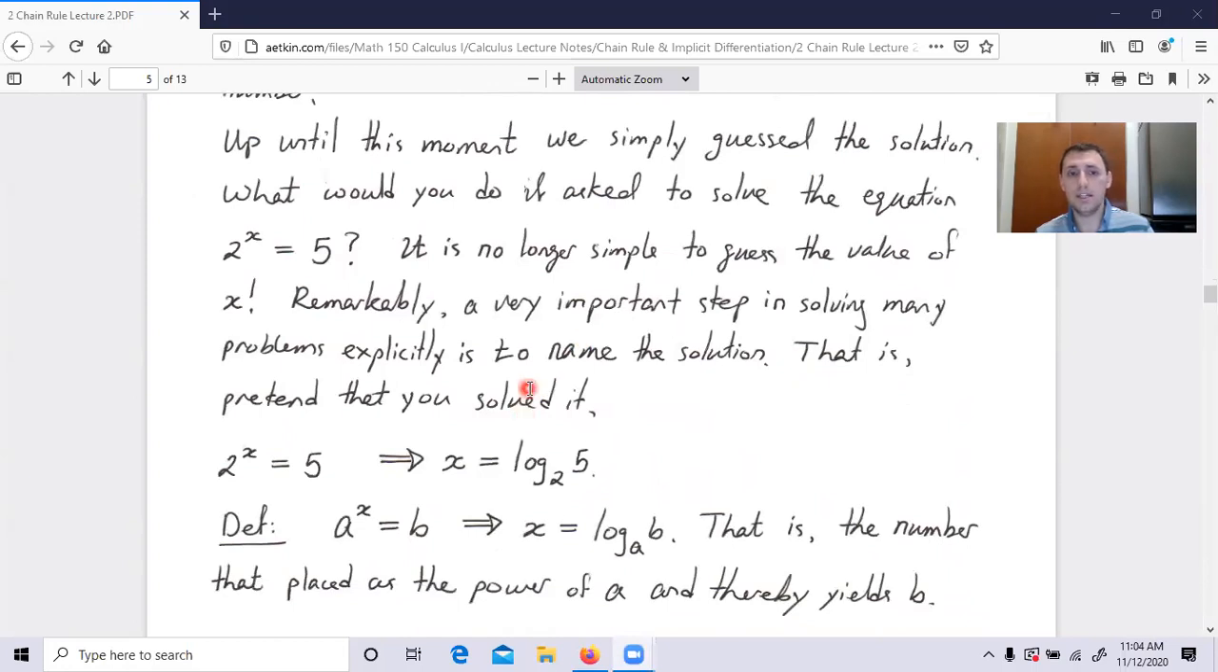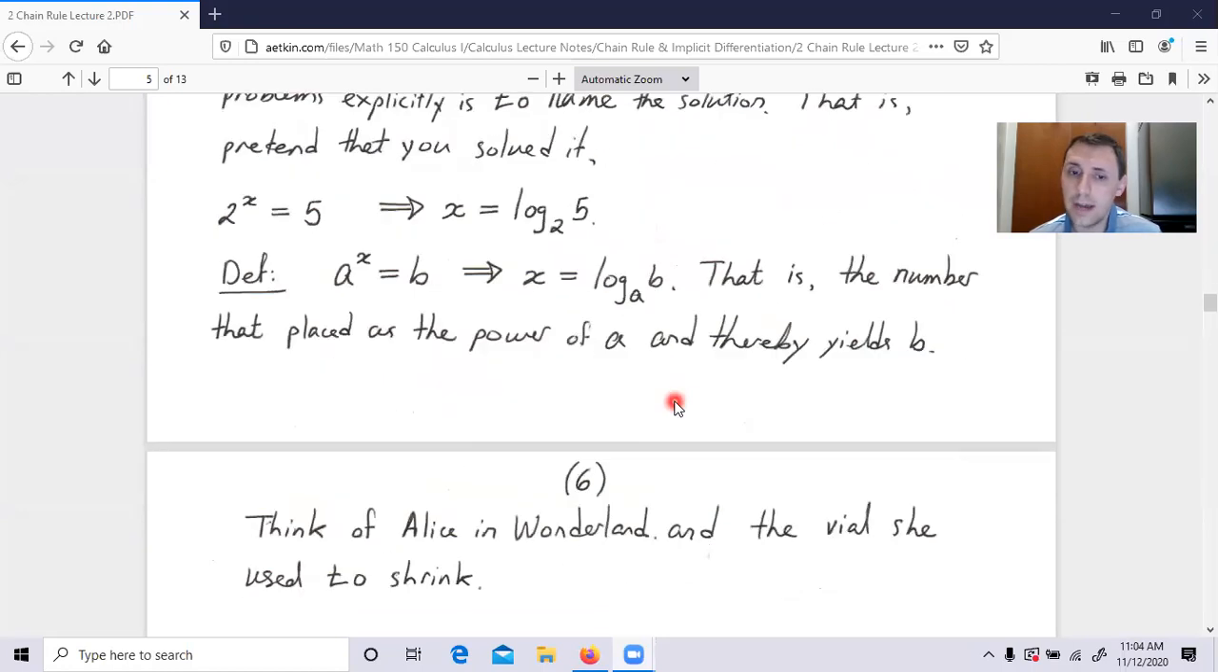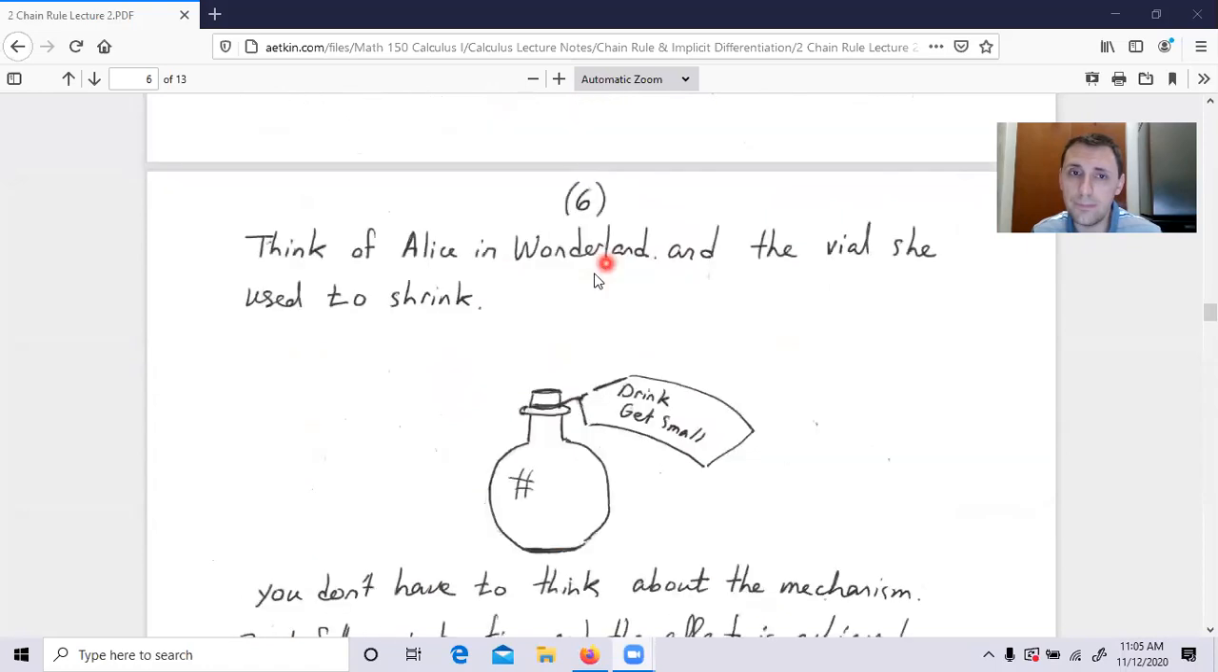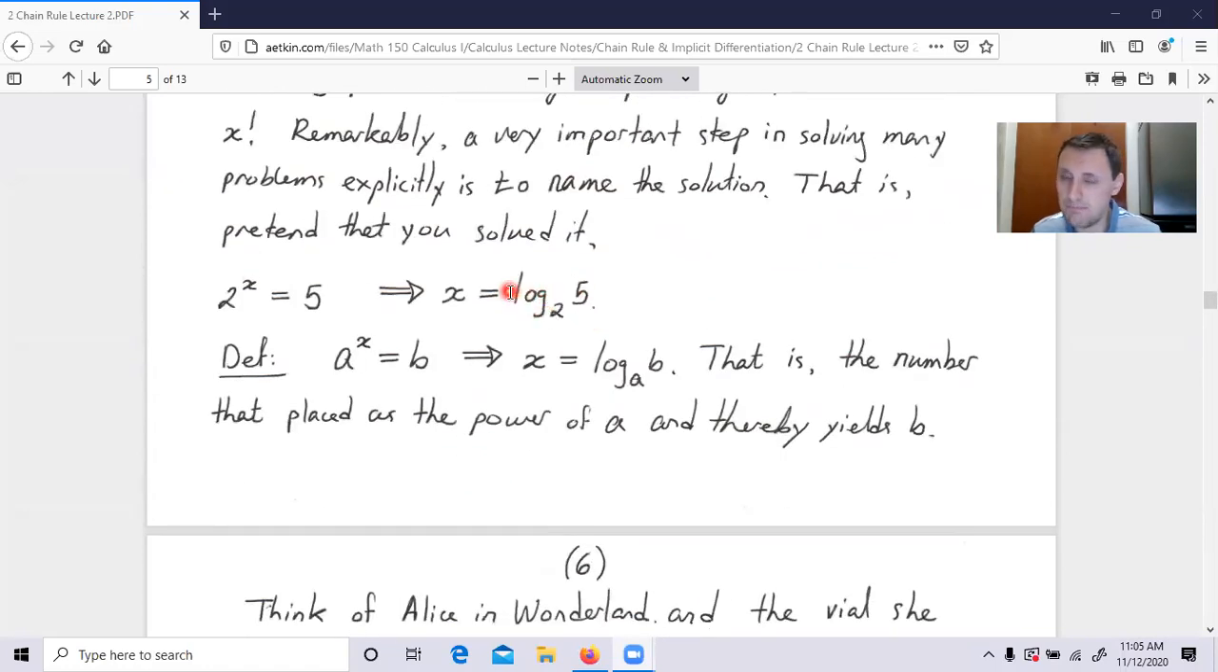So the answer is log base 2 of 5. And this is nothing more than merely a label. It means place me on top of 2 and you will get 5. As in this Alice in Wonderland vial where it says drink and you will get small. It doesn't tell you what calculation is being done. It just says place me on top of the base number. So log is like some foreign language: place me over 2 and you get 5.